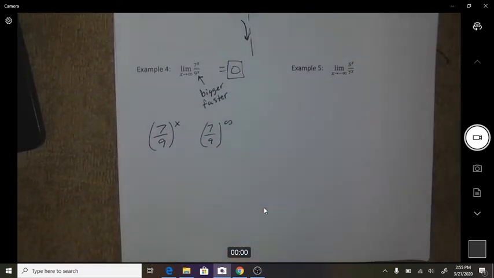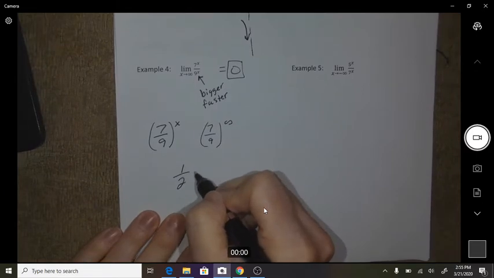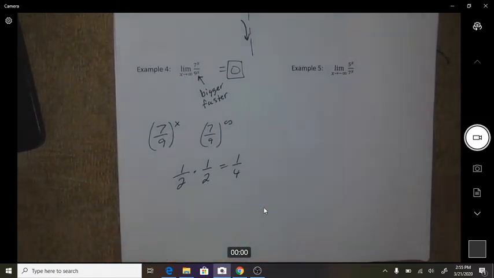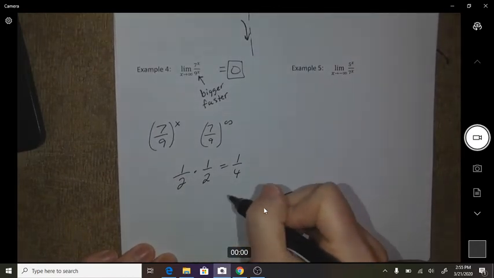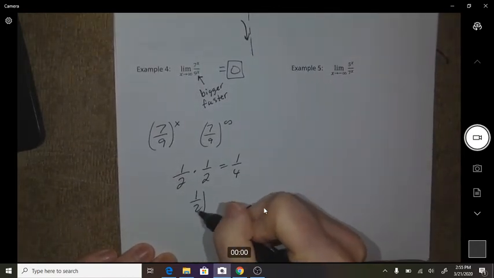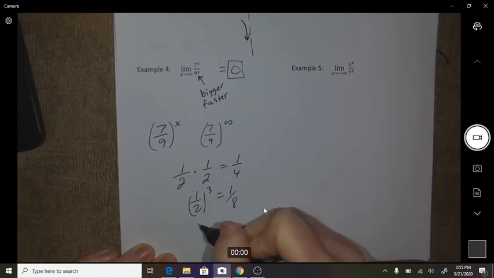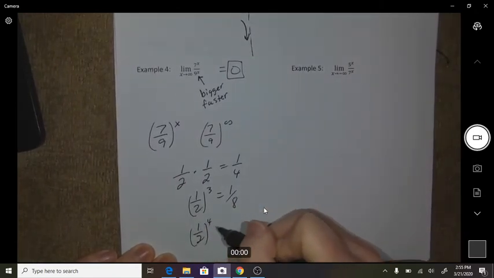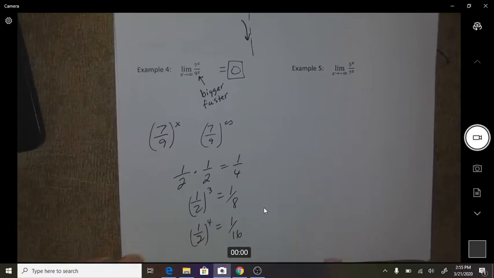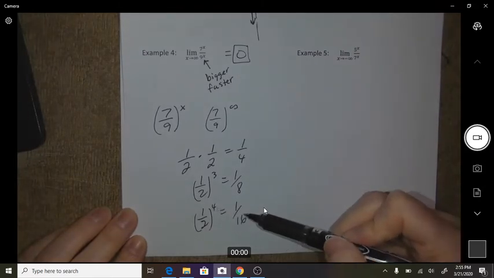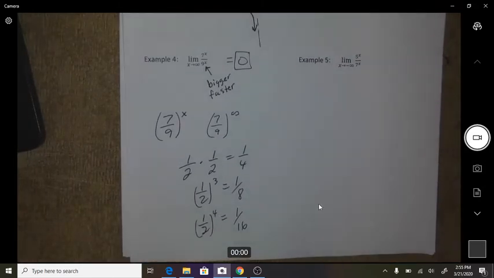When we repeat a fraction, for instance 1/2, and we keep repeating it, the next is 1/4, and 1/2 cubed would become 1/8. That's just an example of what happens with fractions. As you have infinity as your exponent, this is just going to become closer and closer to 0.